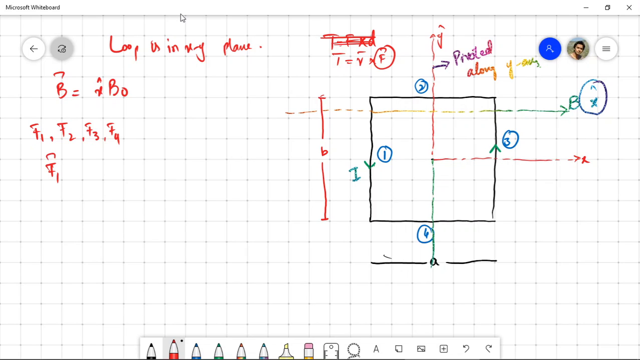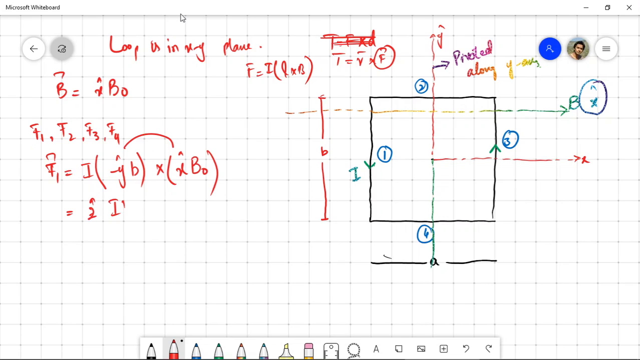So let's move toward the calculation of force on the first segment. F is equal to I into L cross B. All we need to do is put the actual values here. What is the first segment? This is the first segment. This is the actual length, which is b, and it is in the direction of minus y. So minus y hat b, and then cross product with B naught x hat. So y cross x gives a z hat, I b B naught. This is F1.